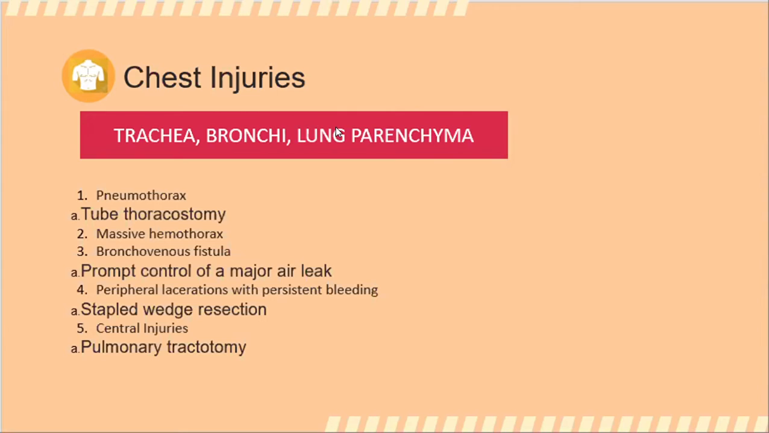So, you need to do bronchoscopy to identify the site of the injury. And you can also do chest CT scan to see where the break in the tracheobronchial tree is, so that you can do primary repair. So CTT again will not suffice. For lung parenchyma that is no longer viable, you can do resection or pulmonary tractotomy.